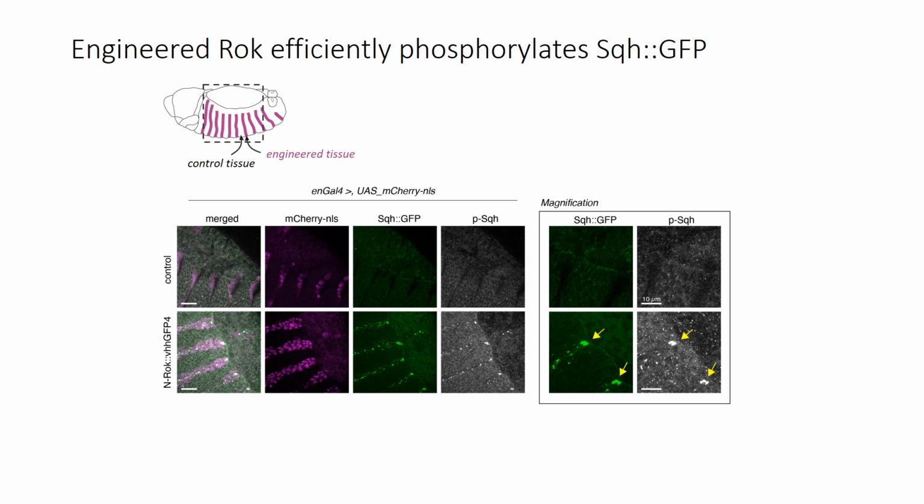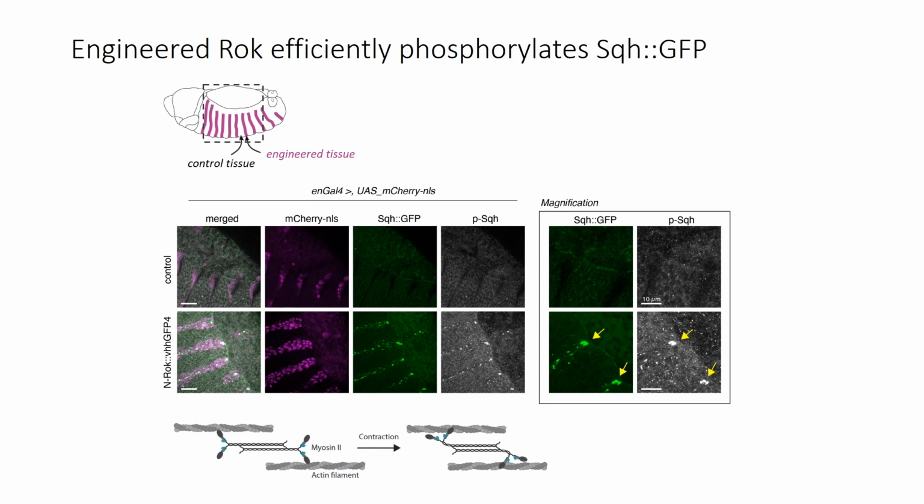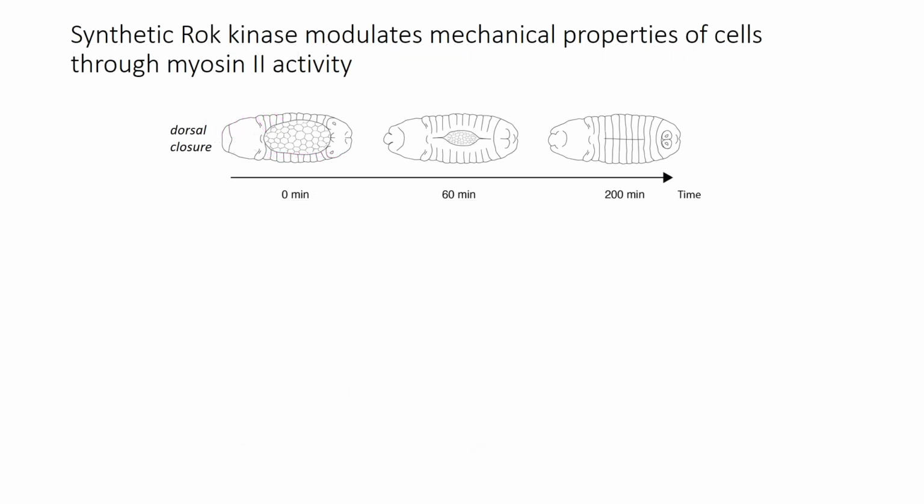Since squash protein is essential for the activation of myosin 2 complex, crucial for regulation of cell contractility, we next verified how this robust phosphorylation with engineered kinase influences mechanical properties of cells in developing fly embryo, in a morphogenetic process called dorsal closure.